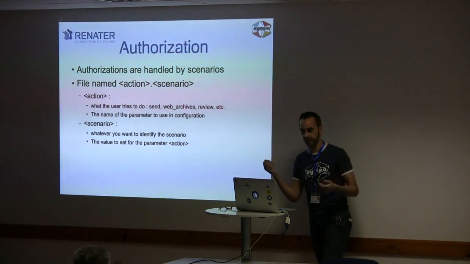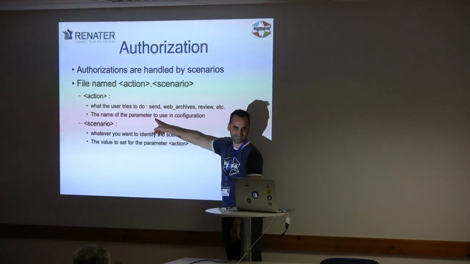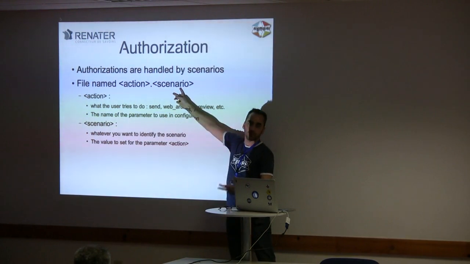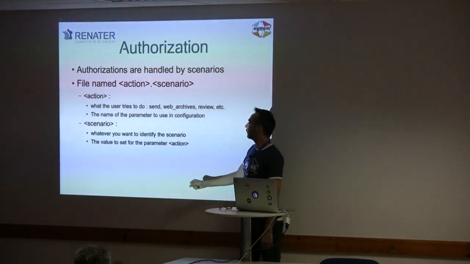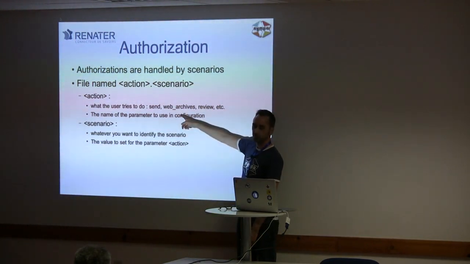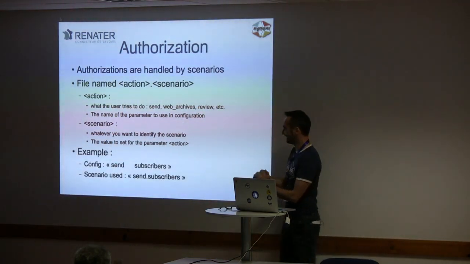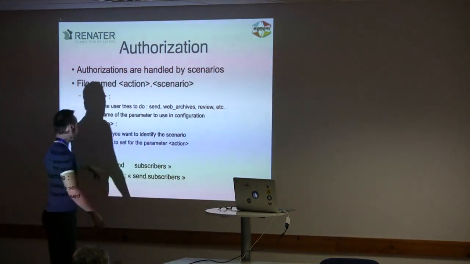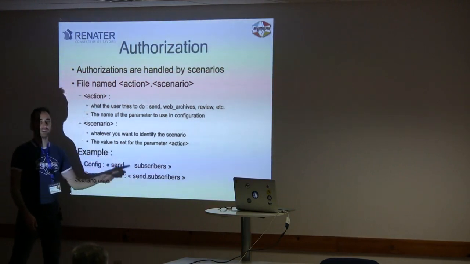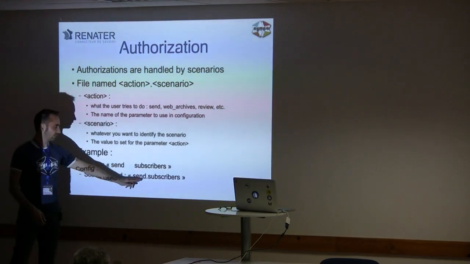There are roughly 20 actions like this. And the name of the action is also the name of a parameter. Scenario is whatever you want to be. It's a character string that identifies both the file, obviously, and the value for the action parameter you will have in a config list. For example, in the list configuration, you just say, for the parameter send, the value is subscriber. That means anytime somebody will try to send a message, we will use the scenario called send.subscribers.